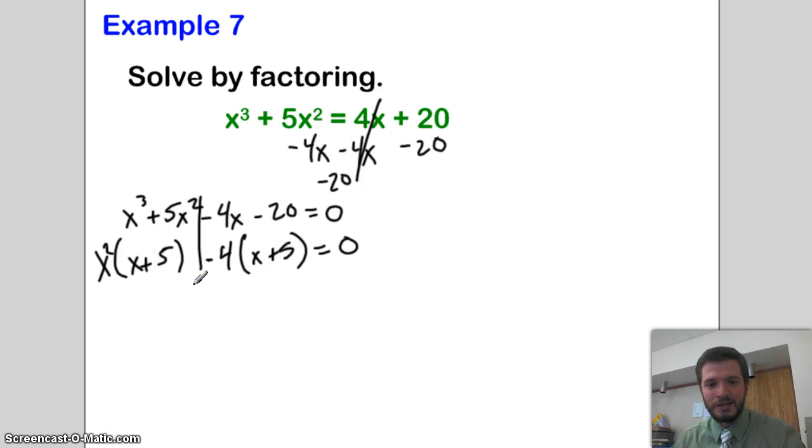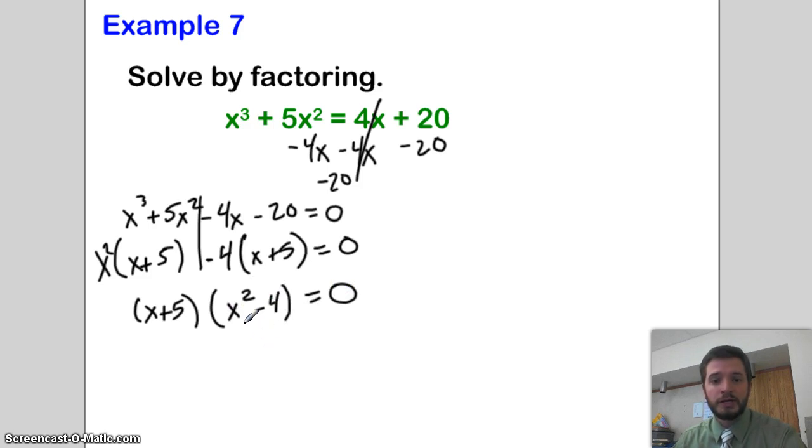Anyway, you see our parentheses match, so I'm going to pull that out, so it'll be x plus 5, and then x squared minus 4 equals 0. Now one thing here you guys are going to have to be able to notice right away is that this is a difference of perfect squares. So this is going to factor into, let me rewrite my x plus 5, so this will be x plus 2 and x minus 2 equals 0.